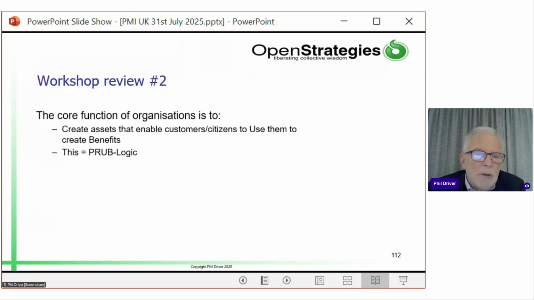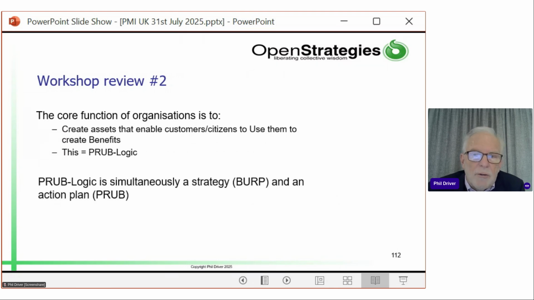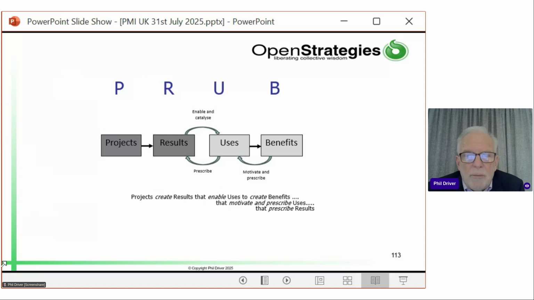The core function of an organization is to create assets and enable people to use them. That's PRUB-Logic. It's a strategy, a benefits realization plan, and an action plan at the same time, so we don't need separate documents. Here's the core document. Print that out and put it on the wall. That's how the world works. I emphasize this one here, that enable and catalyze: results do not force uses to happen. You have to hand them over. They only enable the voluntary uses. And the other one that's really important is that the benefits motivate the uses. So if you don't have enough motivational worth in the benefits, the uses won't happen and you won't get your global benefits.